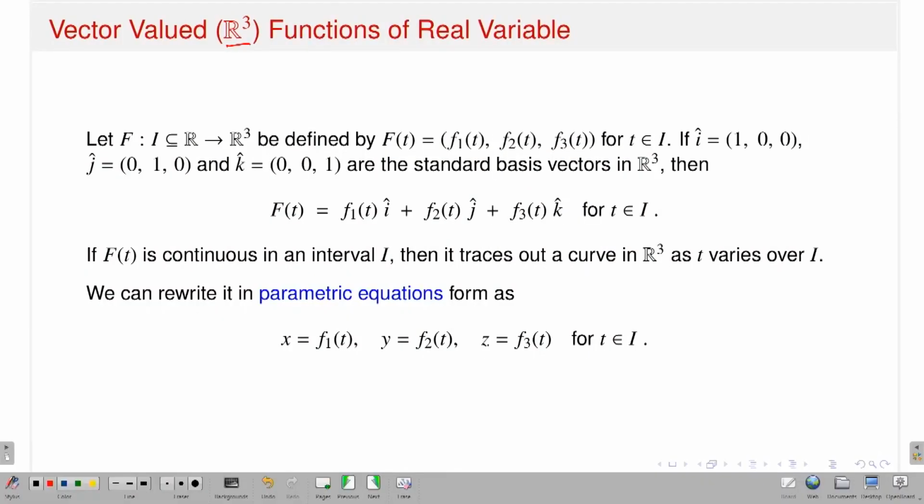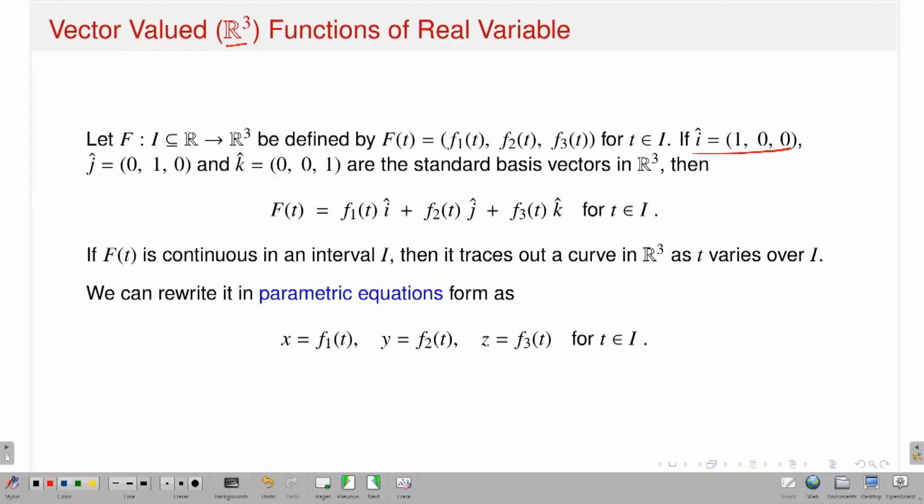Now if I am in R3, that means vector valued functions in R3 of a real variable, similar sorts of definitions will be there, but in R3 we know it will have a basis of 3 vectors. Like earlier in R2 you had 2 orthonormal basis vectors, now you will have an orthonormal basis consisting of 3 vectors. Okay, so what are the vectors? I am denoting i cap as (1, 0, 0), j cap as (0, 1, 0), and k cap as (0, 0, 1). So R3 has a basis consisting of 3 orthonormal vectors, which I am denoting as i cap, j cap and k cap.